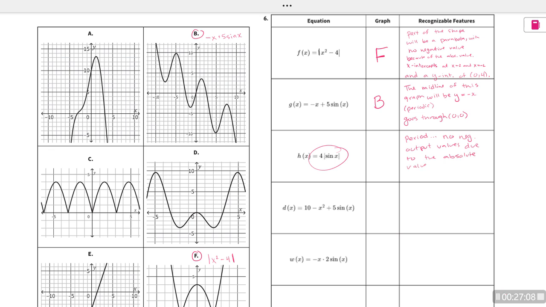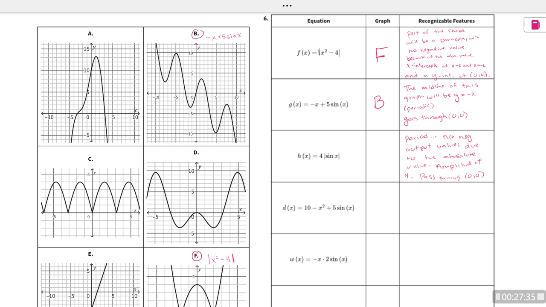We haven't been paying much attention to the amplitude. Let's look at that. It will have an amplitude of 4, and it should still pass through 0, 0, right? If I plug 0 in for sine, I get 0, and the absolute value of 0 times 4, I still get 0, 0.